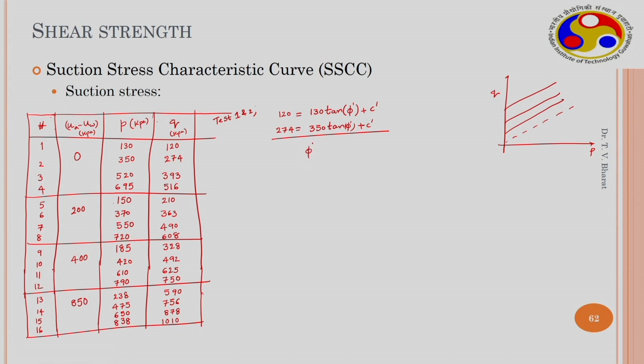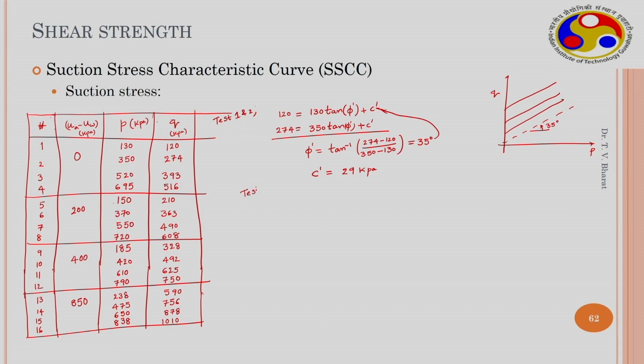you get phi dash is equal to tan inverse of this, which is 35 degrees. So, when you substitute this into any of these equations, you get C dash is equal to 29 kilopascal. So, this is 29 and the angle is 35 degrees.